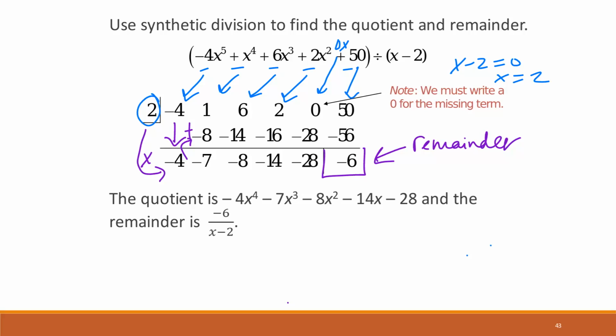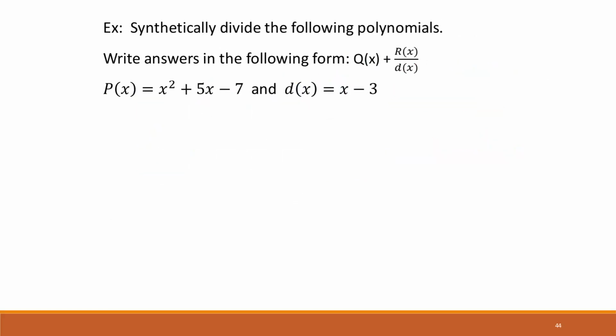So let's look at some together. Just setting this up first to begin with, we have to have x minus 3 solved. So that's 3. So we have 3 as our divisor. Then the coefficients that we're using are 1, because there's a 1 here, 5, and -7.